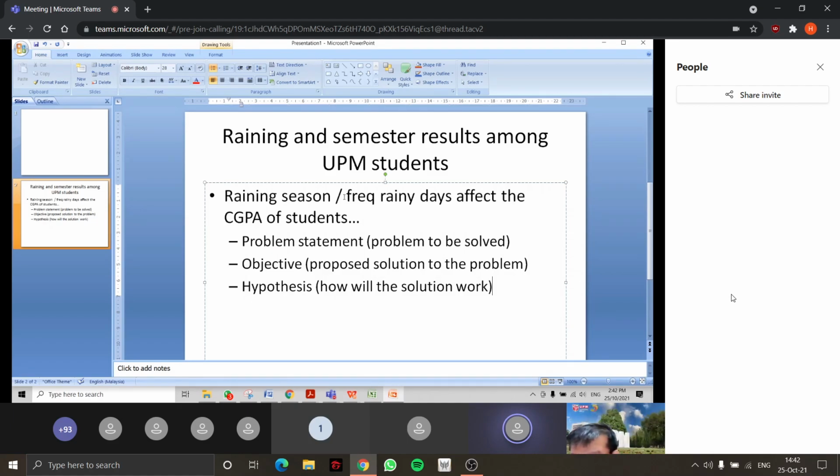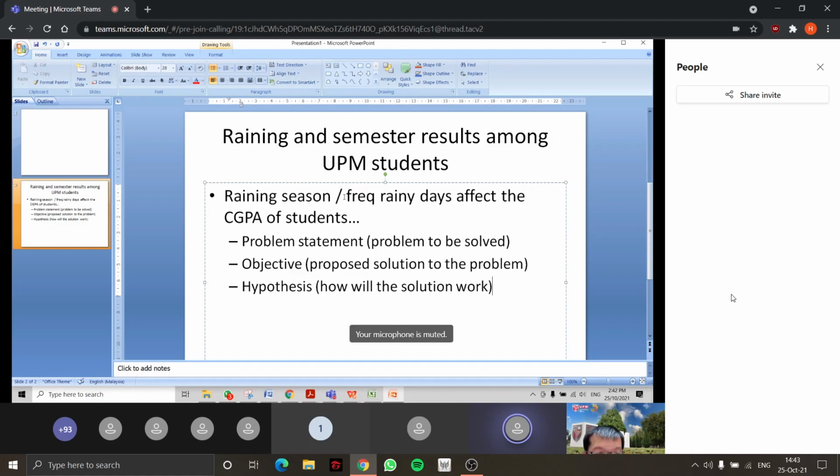So maybe you stop the rain. If you're a rain god, then you can stop the rain. Or maybe you arrange class sessions, or modes of delivery, that are not affected by the rain. All kinds of things. That will be your proposed solution. And to see how this proposed solution works, that will be your hypothesis. Maybe you say that by rearranging the timetable of the class, avoiding rain, you may be able to improve the results.